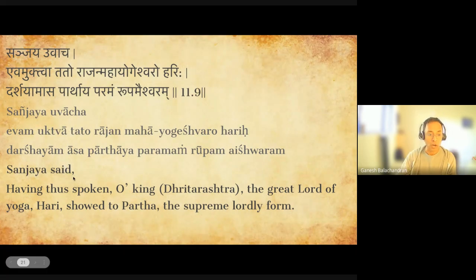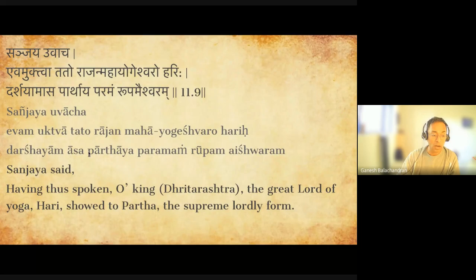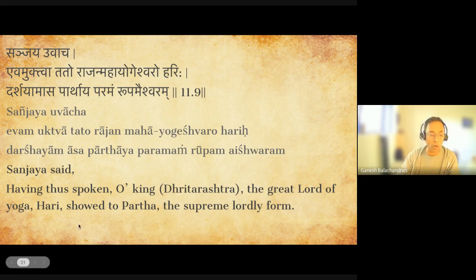Rajan refers to King Dhritarashtra, to whom Sanjaya is narrating everything. Evam uktva tataha rajan: thus, having spoken thus, O Rajan, O King Dhritarashtra, Mahayogeshwaro Harihi, the great Lord of Yoga, Hari, Darshayam asa, showed to Partha. What did he show? Paramam Rupam Aishwaram, the supreme lordly form.